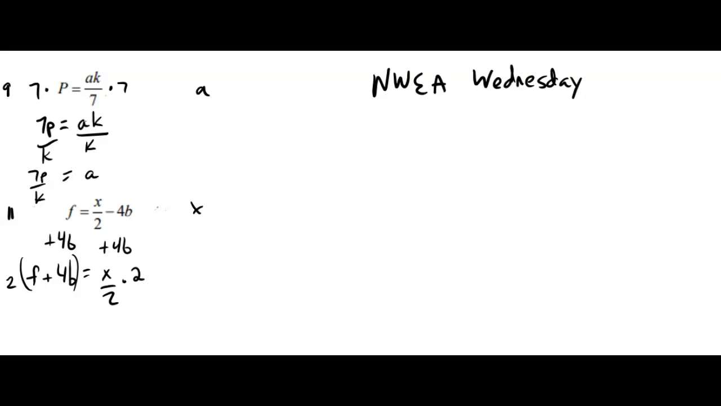You're not just multiplying the f, you're multiplying all of this. So as I go to simplify, of course those simplify. I'm going to combine a step here. I'll do my distributive property and get 2f, 2 times f, and 2 times 4b is 8b. Okay, so I change that around and solve for x.